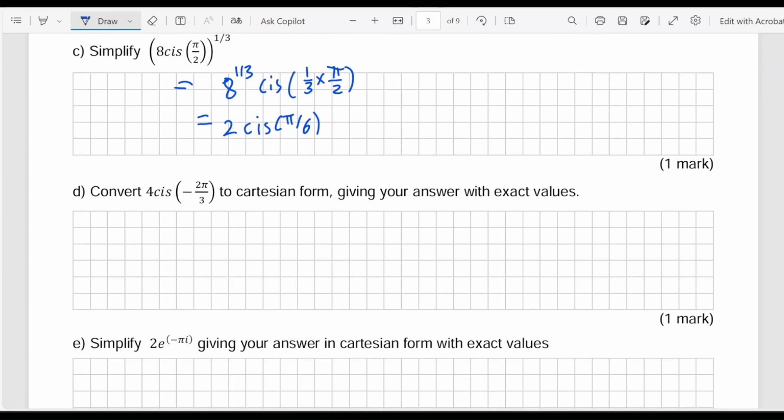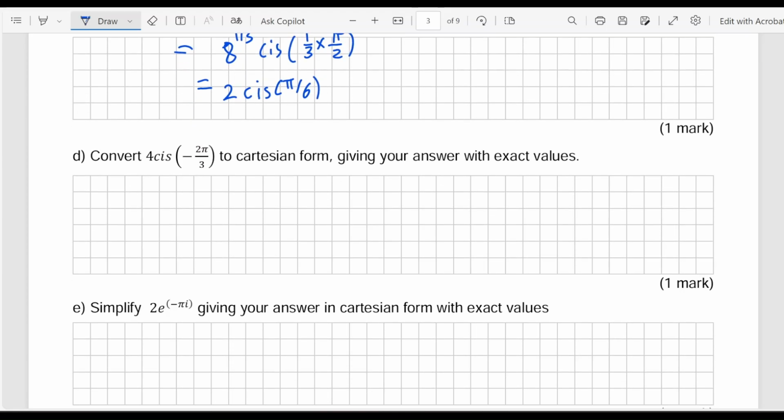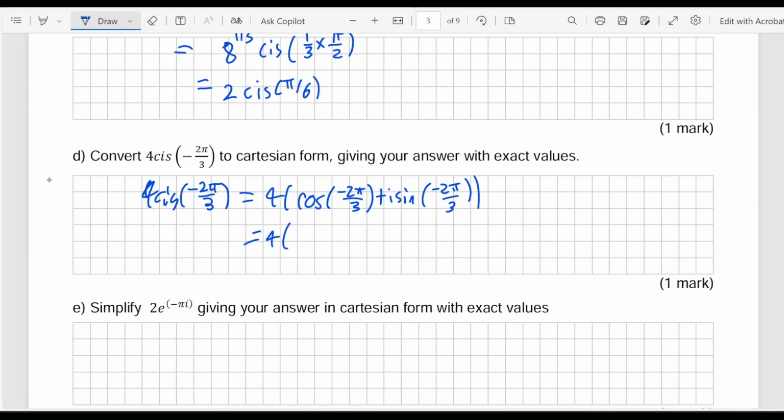All right. Convert that to Cartesian form, giving your answer with exact values. So if we work this out, we can write it as 4 cis of minus 2 pi over 3. That's going to be 4 lots of cos minus 2 pi over 3 plus i sine minus 2 pi over 3. Now we can have a look at this on a unit circle if you want. That should give you the correct values.